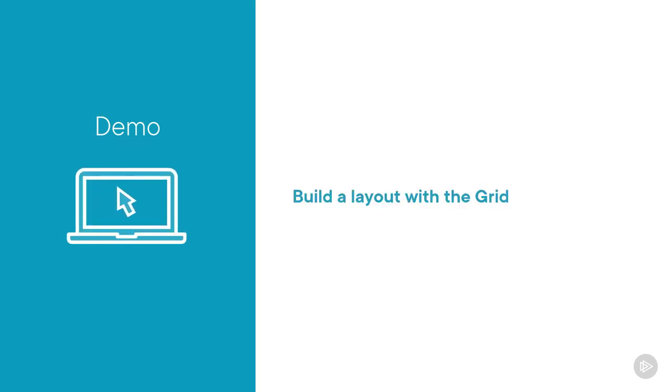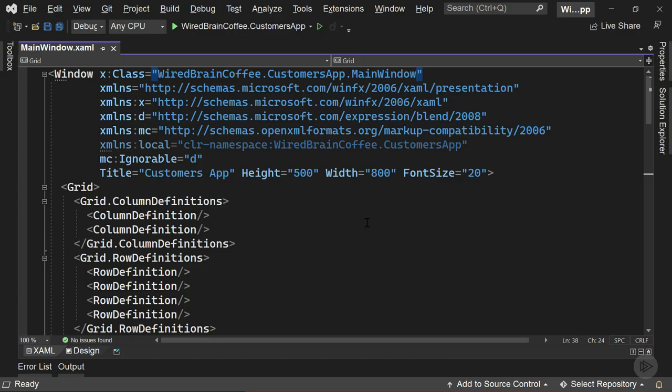In this demonstration you will learn how to build a layout with a grid. Let's switch to Visual Studio. Here I've opened the main window XAML file of the customer's application. You can download the code that I use here from the course homepage on pluralsight.com.